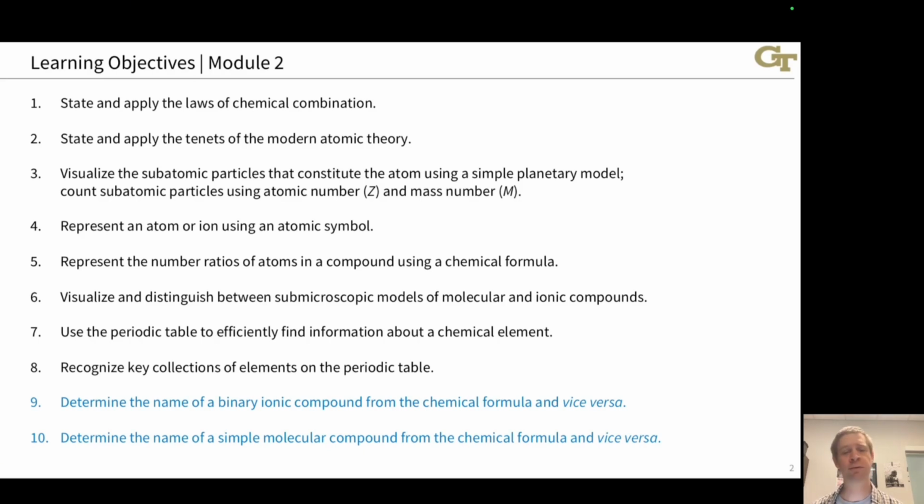So our learning objectives for this video are to name binary ionic compounds. We'll talk about what these are in the ensuing slides. Generating a name for those from a chemical formula is one goal, and the opposite, generating the chemical formula from the name, is also a goal here. And then we're going to do the same thing for simple molecular compounds, which consist of molecules, typically nonmetal atoms, that are bonded covalently. And here again, we want to be able to go from a chemical formula to a name, or from the name to the chemical formula, in both directions. And learning the conventions of nomenclature will allow us to go in both directions.